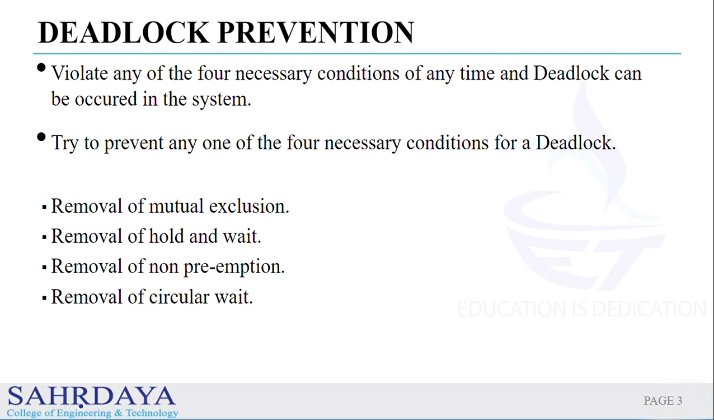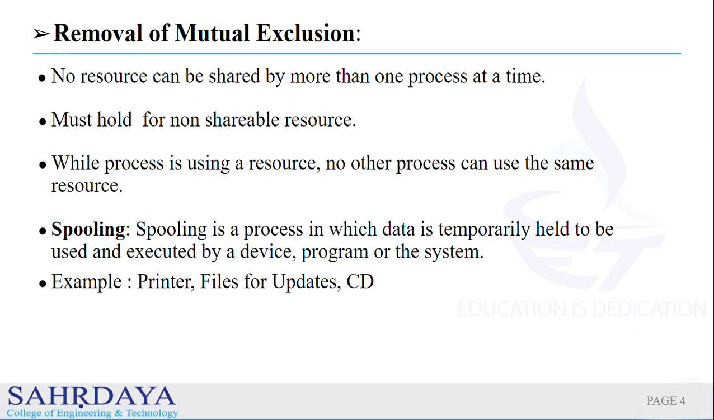So the first condition was mutual exclusion. The first point is removal of mutual exclusion. You have to remove mutual exclusion. Now what is mutual exclusion? No resource can be shared by more than one process at a time. At least one resource in the system should be non-shareable. It must hold for non-shareable resources. While a process is using a resource, no other process can use the same resource.